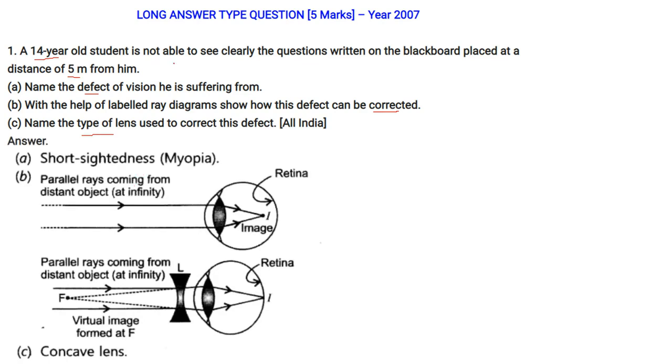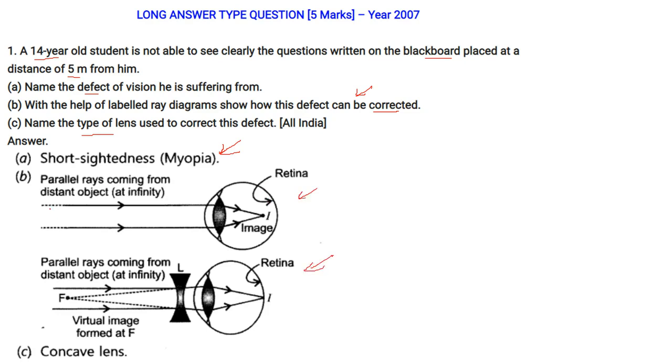Because he is not able to see clearly the questions written on the blackboard placed at a distance of 5 meters from him, he is suffering from myopia, which is short-sightedness. Then this is the ray diagram of how it can be corrected. So first we'll talk about what the defect is and how it can be corrected.